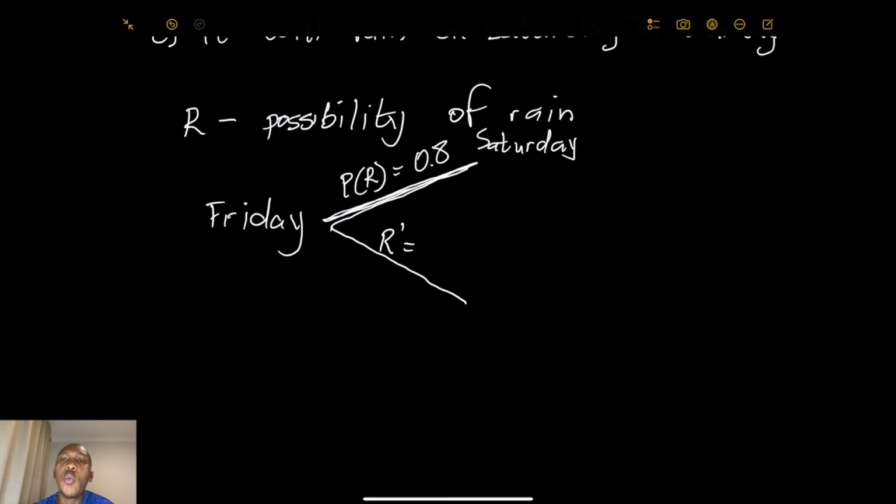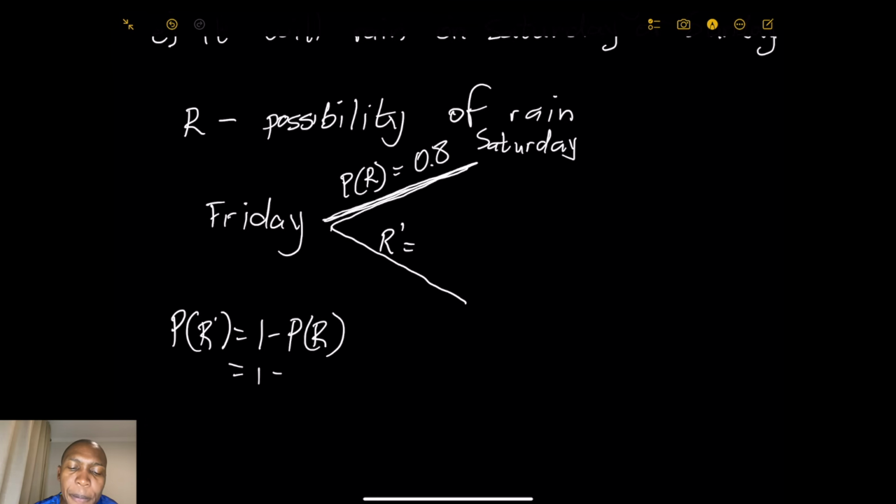You can say A is raining and B is not raining. It's really up to you, so I'm just going to stick to R and R prime. We know that R prime represents the chance of it not raining. So what's the chance that it might not rain on a Saturday? In that case, remember the probability of R prime would be 1 minus the probability of it raining.